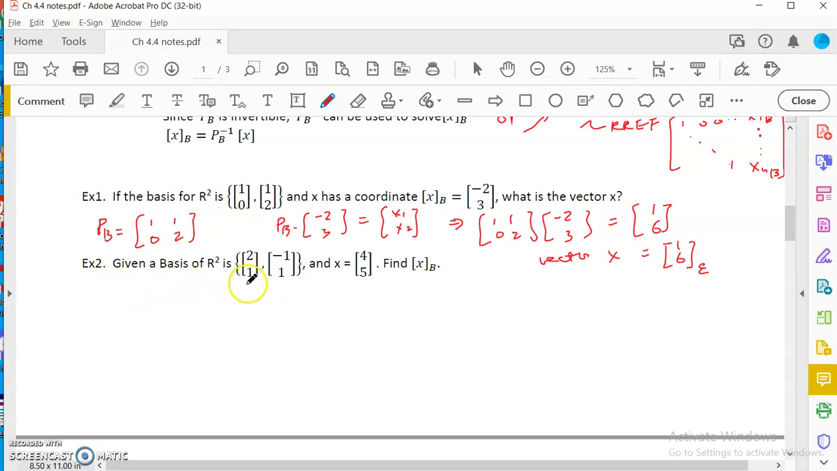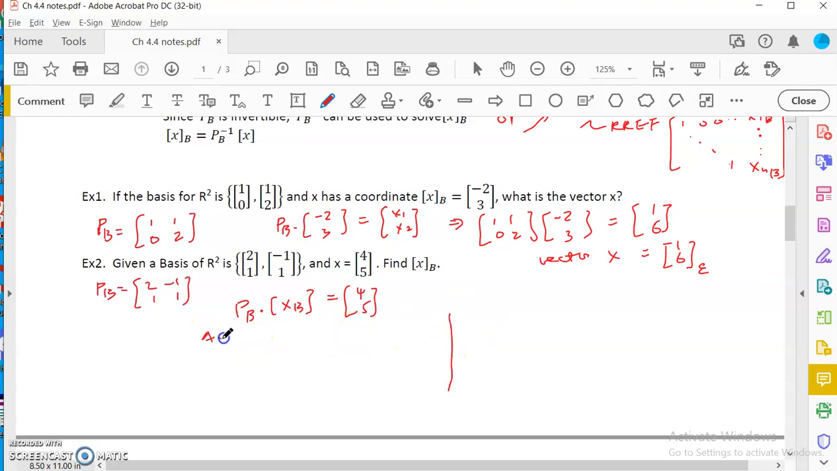So example 2, we have another basis, 2, 1, -1, 1. It is a basis for R2. And x is equal to 4, 5. What is XB? So we'll write out PB, which is a lineup of all those vectors in columns. And then write the equation PB times XB, which is what we don't know, and it's supposed to be equal to 4, 5. We can solve this equation by two methods, the augmented matrix method or the inverse method. Let me do both of them.